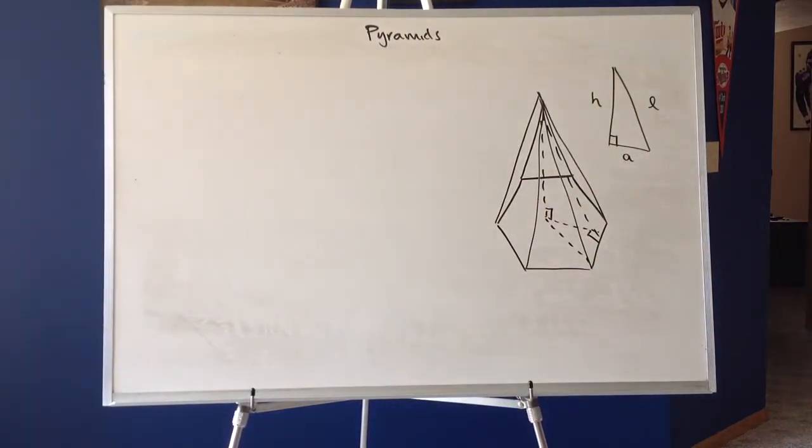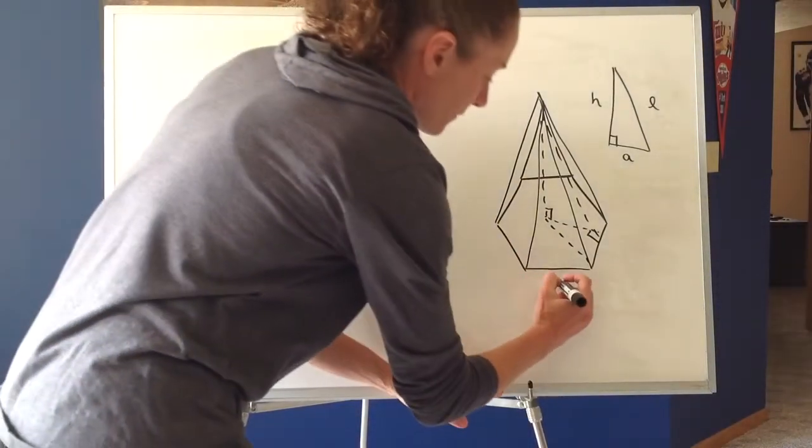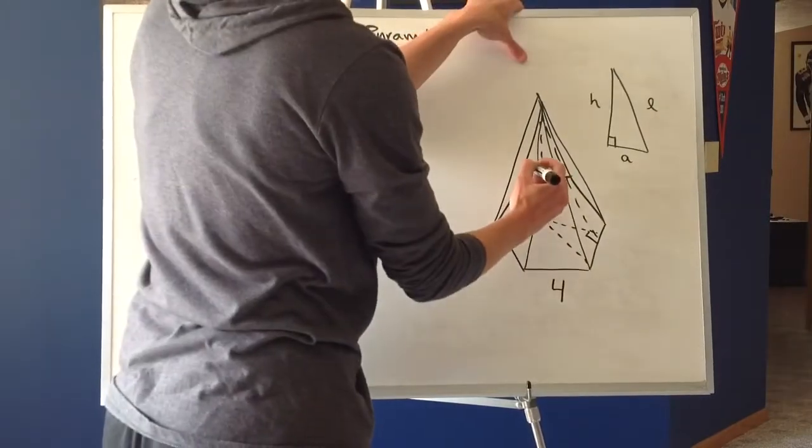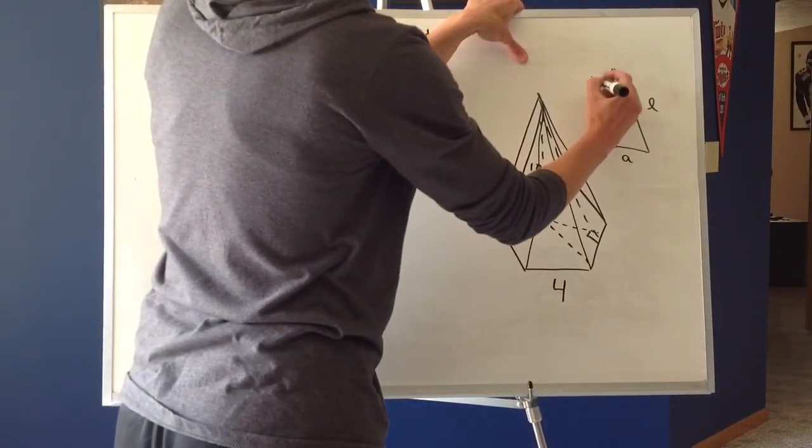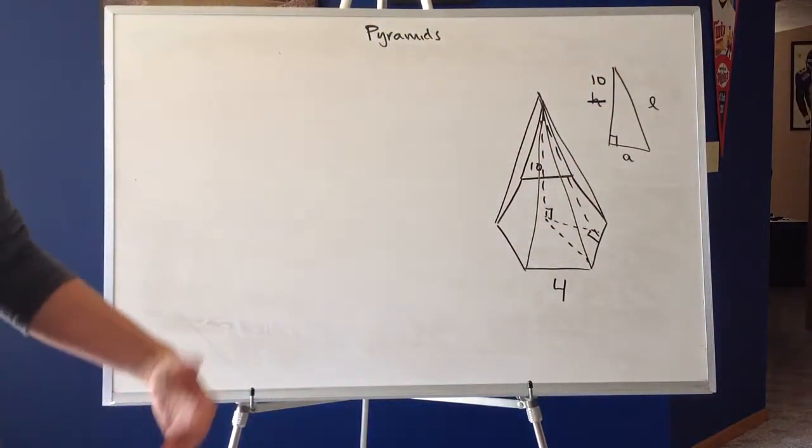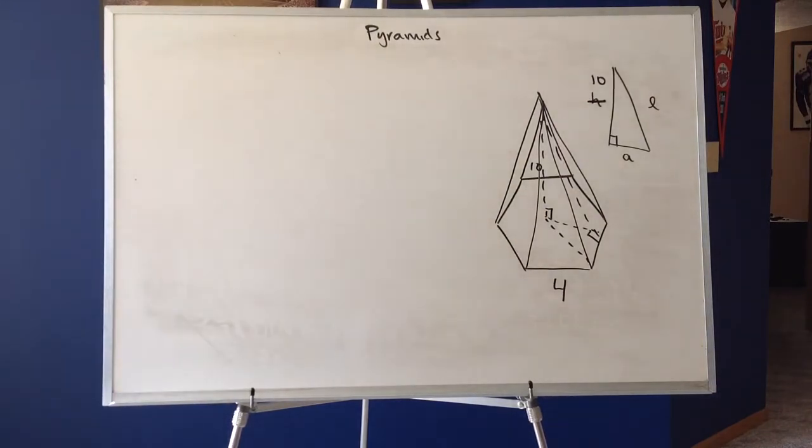Alright, so for this one they tell us that you have sides that are 4 inches and a height that is 10. Notice this time they gave us the regular height, not the slant height, not a big deal. Okay, we're still going to solve for the apothem first.